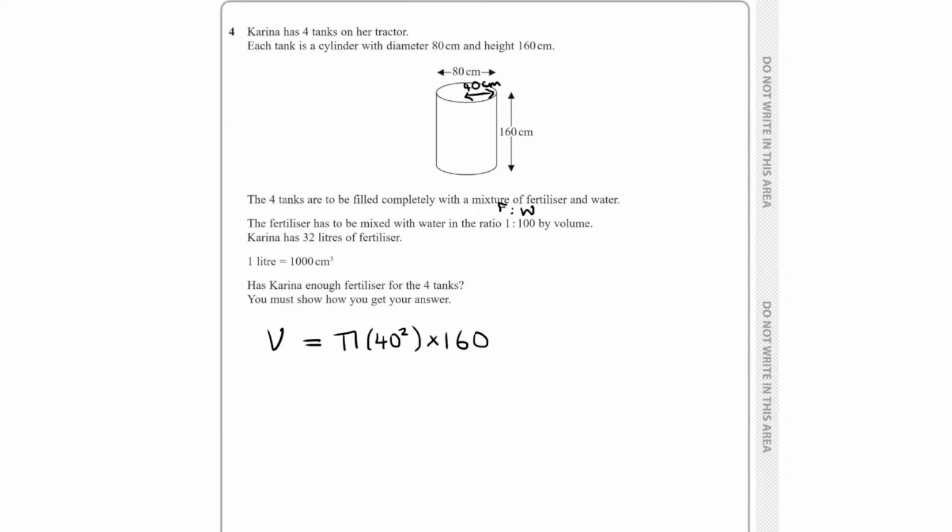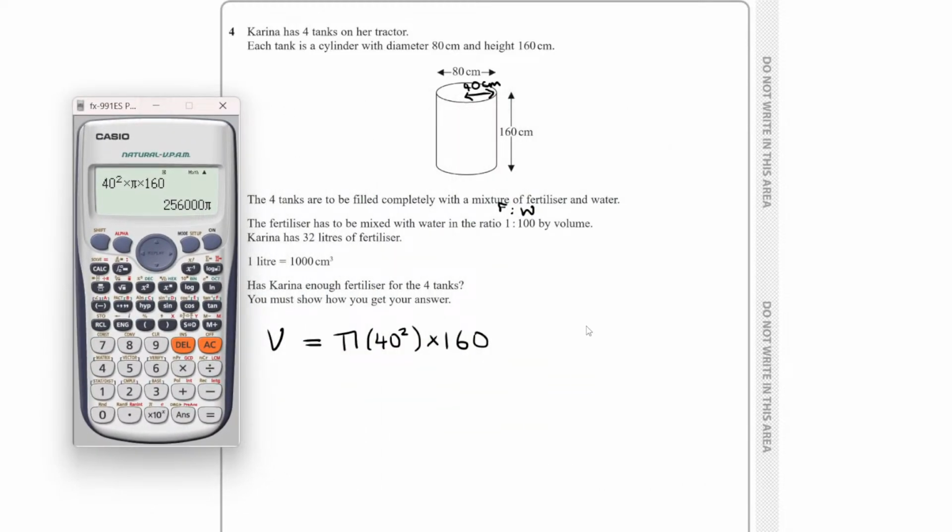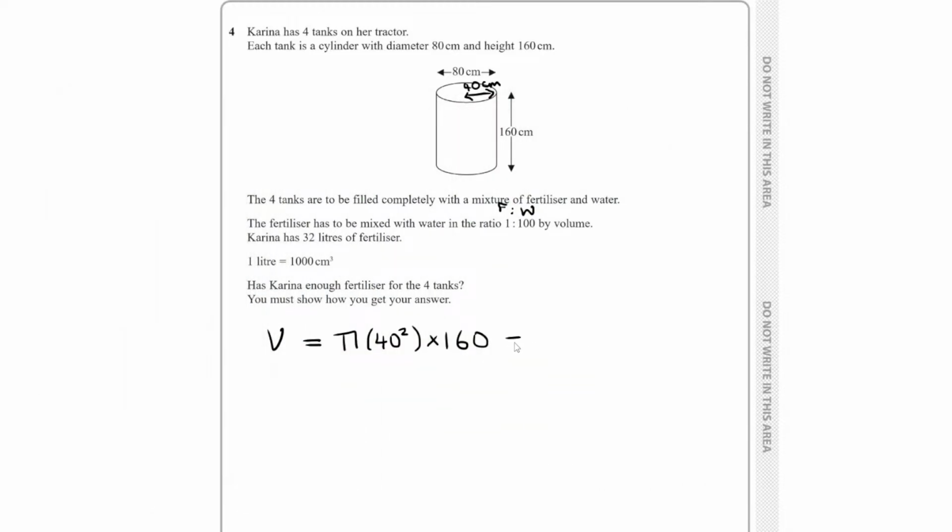Let me grab my calculator. So you've got 40 squared, it doesn't really matter which order you times it in, times 160. Now I'd probably just leave it in terms of pi, because otherwise that's not great, is it? I'm just going to leave it in terms of pi because this isn't the final answer yet. So what's that? 256,000 pi.